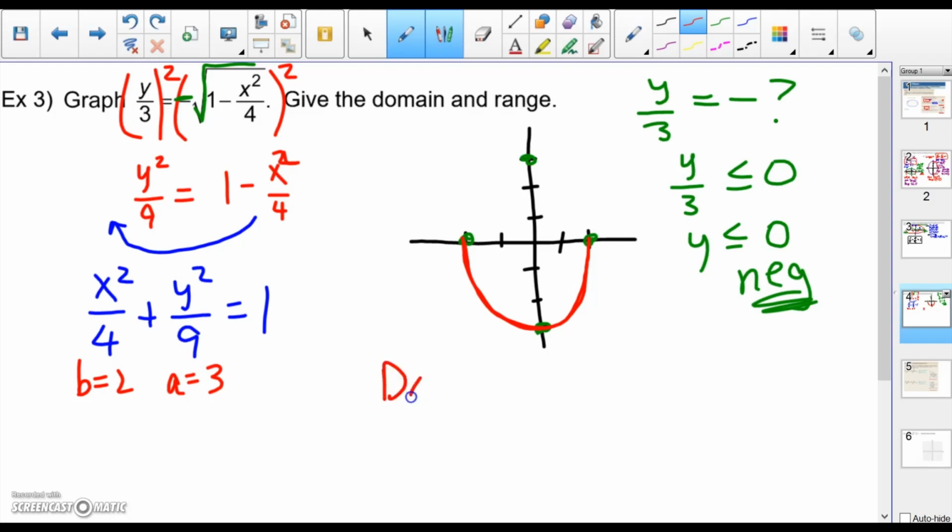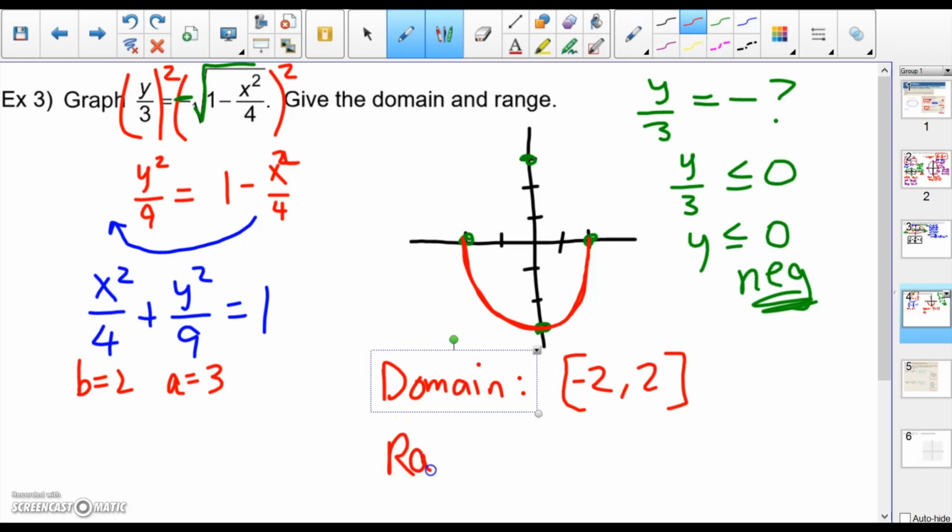So then the last thing, give the domain and the range. We've done this enough that you should know the domain's the x numbers. We're going from -2 to +2, inclusive. And then the range is the y numbers. And so that's going from -3 to 0.